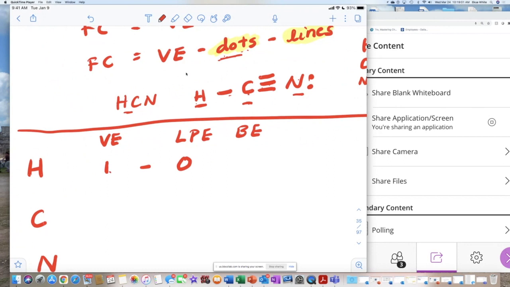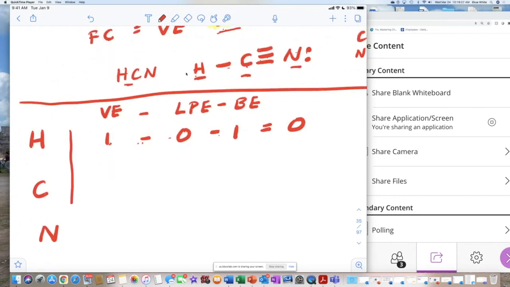So remember, it's 1 minus 0, so this minus this. And then how many bonded electrons, or in this case, you could just say how many bonds, or how many lines do we have attached to hydrogen? We just have 1. So 1 minus 0 minus 1 equals 0, right? 1 minus 0 is 1, minus 1 is 0. Okay, next one.